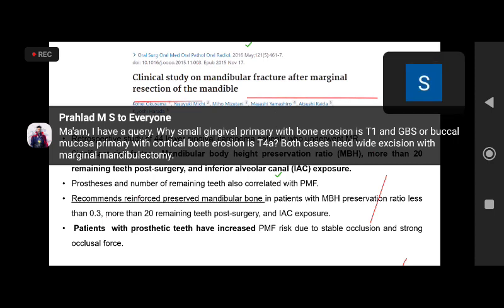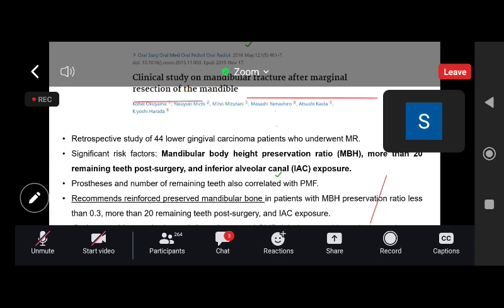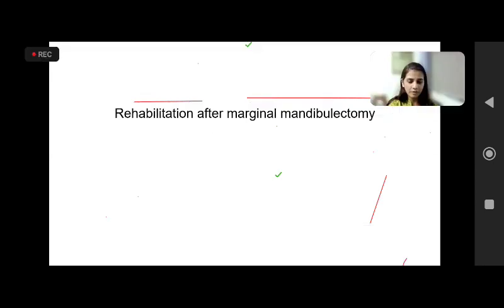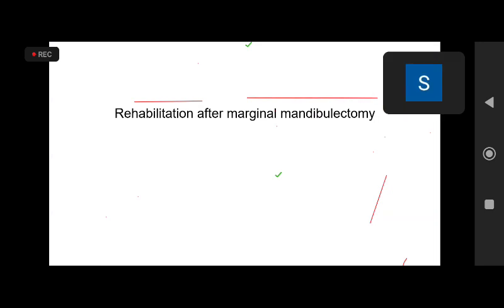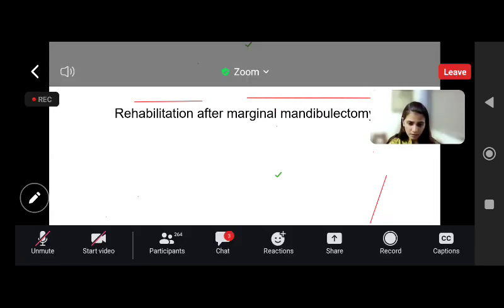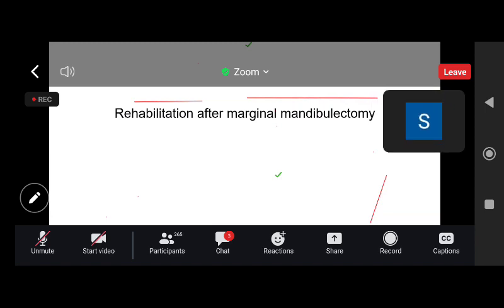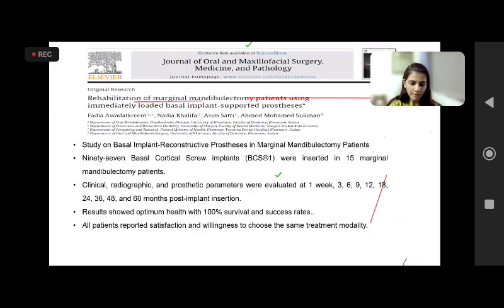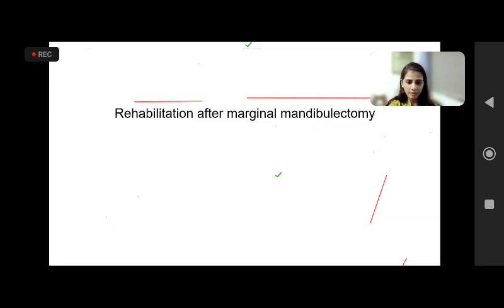Right. So now, coming to the last point, how do we rehabilitate these patients dentally after marginal mandibulectomy? Okay, dental implant. Pardon me, somebody is speaking. Can we mute the mic? Maybe some participants' mic is open. Yeah, thank you. So what about the rehabilitation after doing a marginal mandibulectomy? How do we do dental rehabilitation? Dr. Dushan, Dr. Abhishek, any words on this?